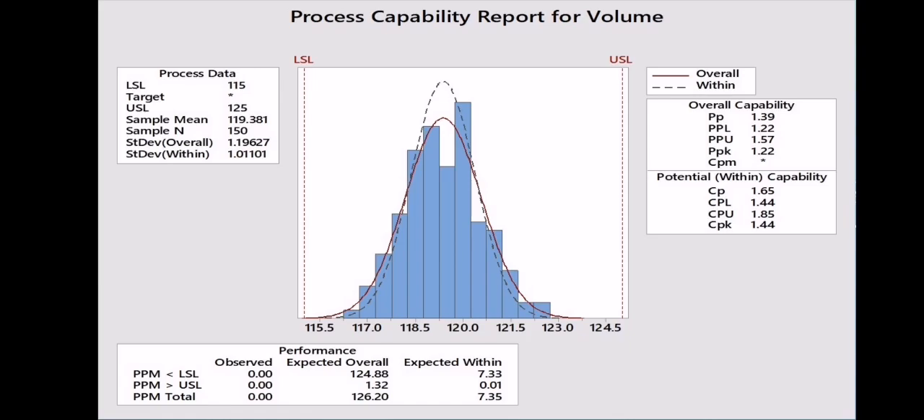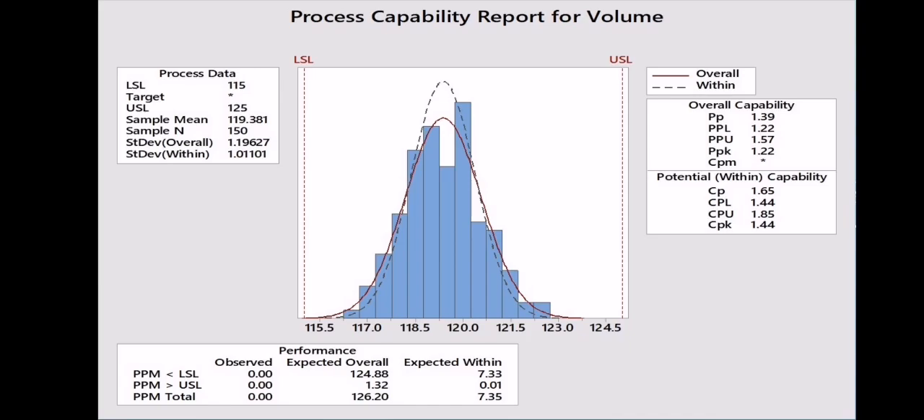Now, we must pay attention to the overall capability, because the way the process is actually performing is represented by the overall capability in the first part of that panel on the right hand side. So the PP is calculated in the same way as the value for CP, but it's calculated using the overall standard deviation. And there we get a figure of PP is 1.39. So in the long term, assuming that this process can be centered, this process is performing in a way that satisfies the customer specifications. And again, we need to consider the fact that this process is not centered.